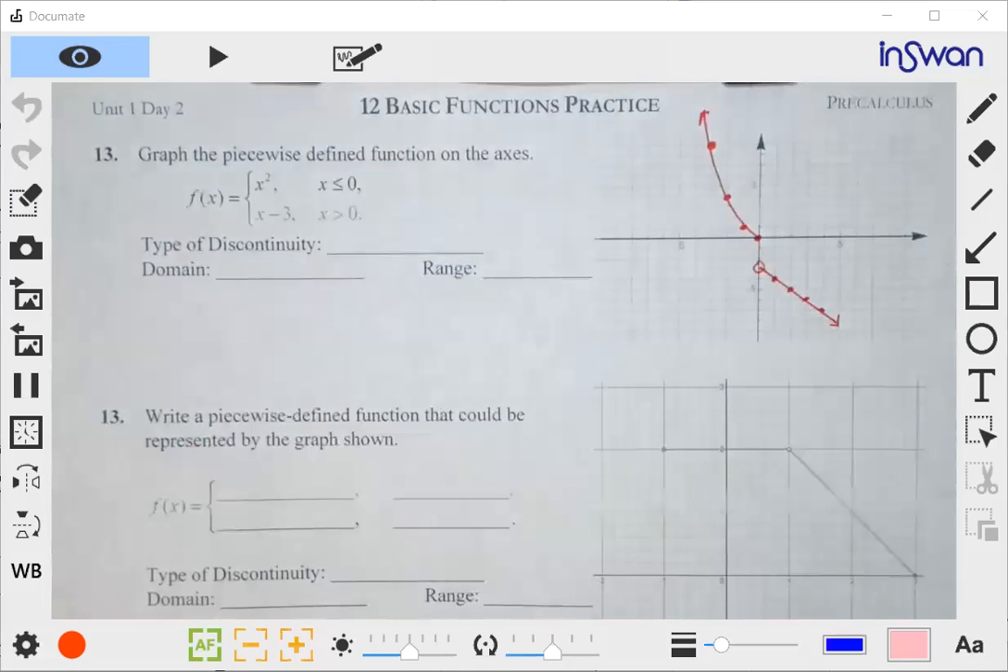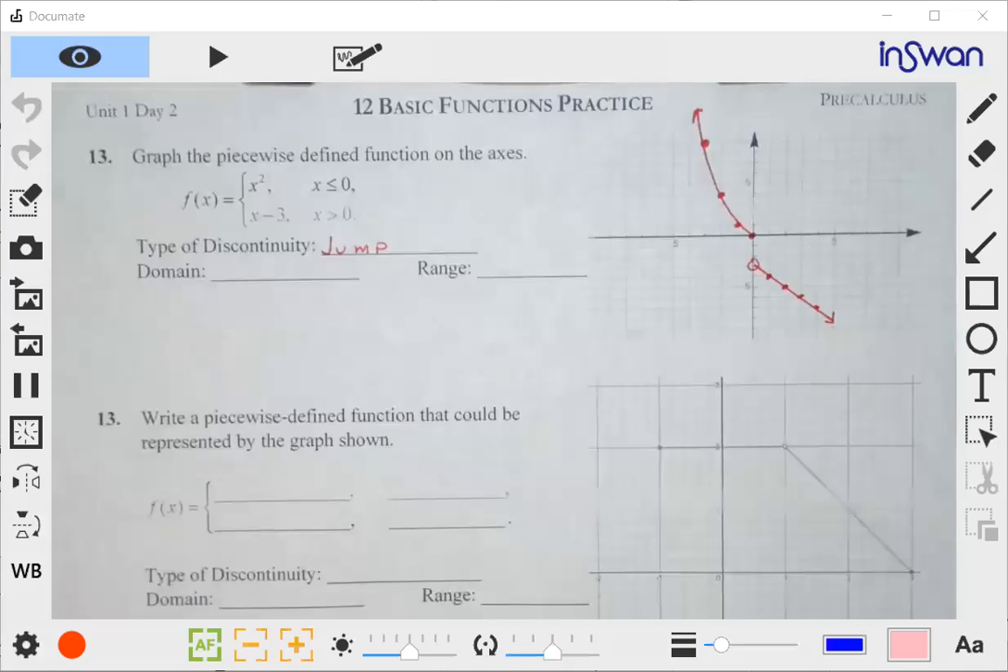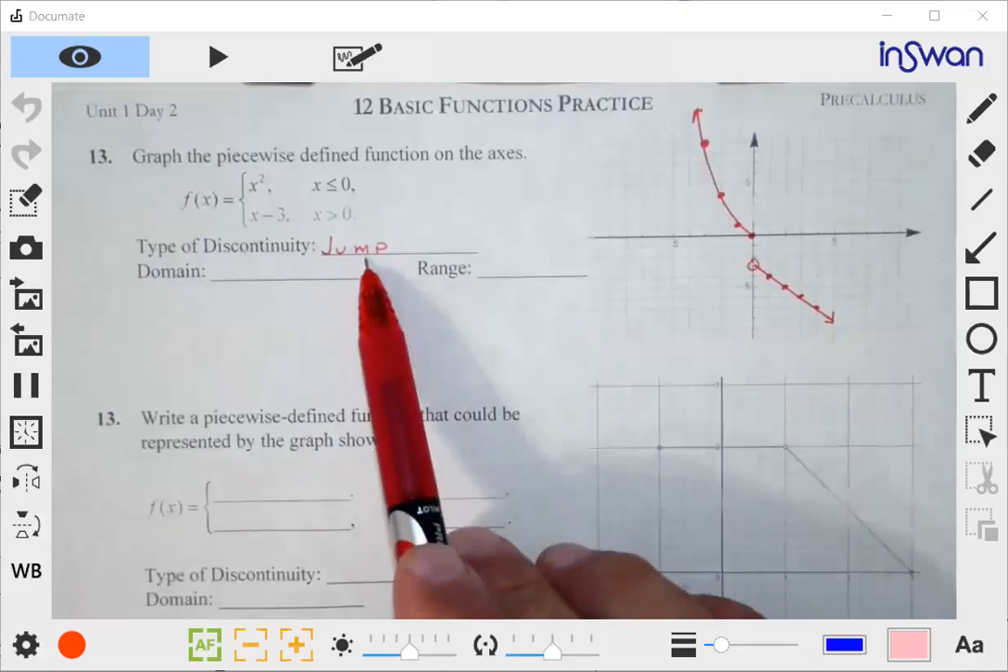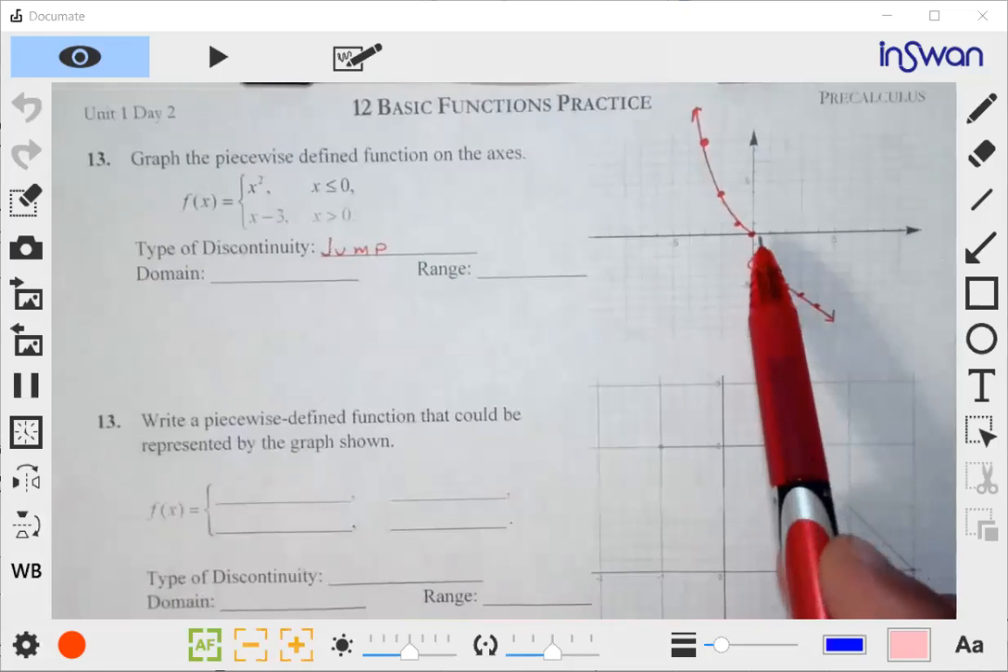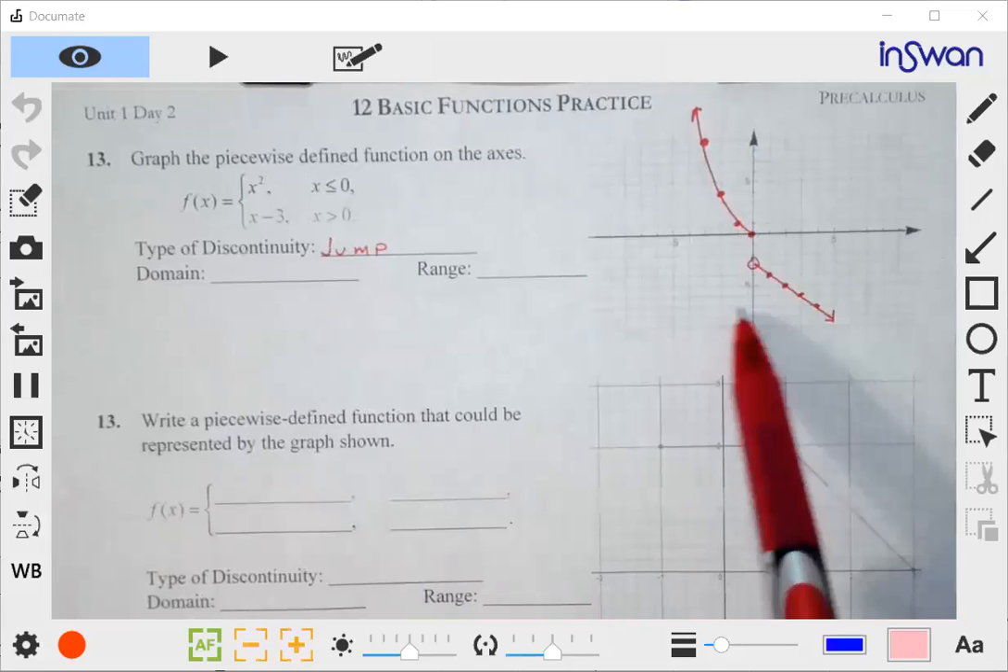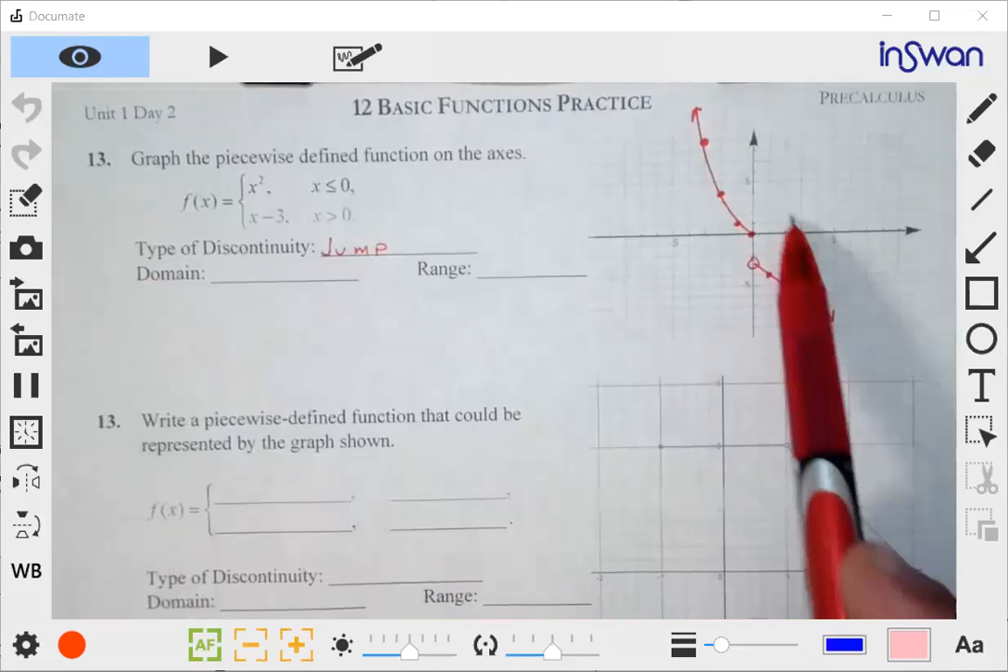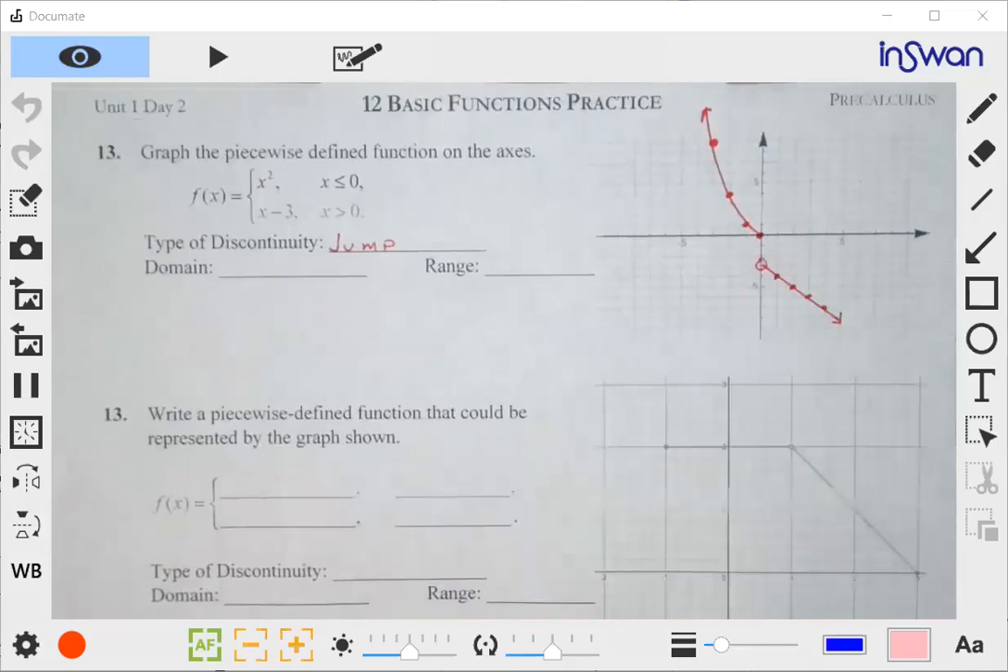Okay? Now, what type of discontinuity is this? This type of discontinuity would be a jump discontinuity because we have a jump in our function at this value, right? We are not having our function go towards infinity at the discontinuity, so we call it a jump discontinuity.